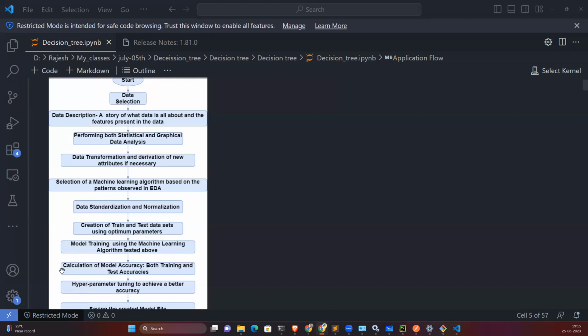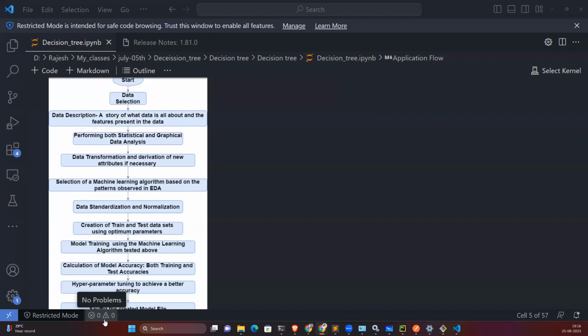And then, as soon as model training has been done, we are going to evaluate our model with the help of different kinds of metrics. If it is a linear regression problem, the metrics will change. If it is a classification problem, the metrics will change. Based on your use case, the metrics to evaluate your model will change.